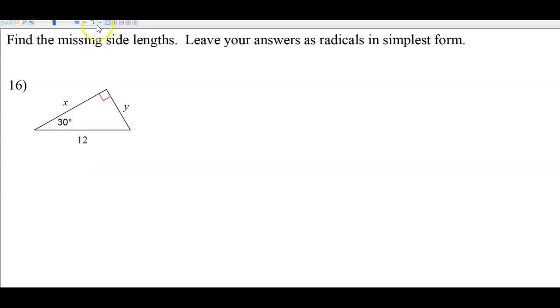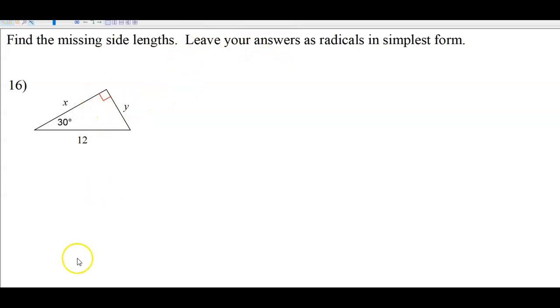Here's a good one. Go ahead and pause the video and give it a try. When you unpause it, you will see the solutions. Right, so for this one, once again, we're starting with the hypotenuse on a 30, 60, 90. So if we cut that in half, we get the short leg, which is 6. And if we multiply the short leg by the square root of 3, we end up with the long leg. So x is 6 times the square root of 3.